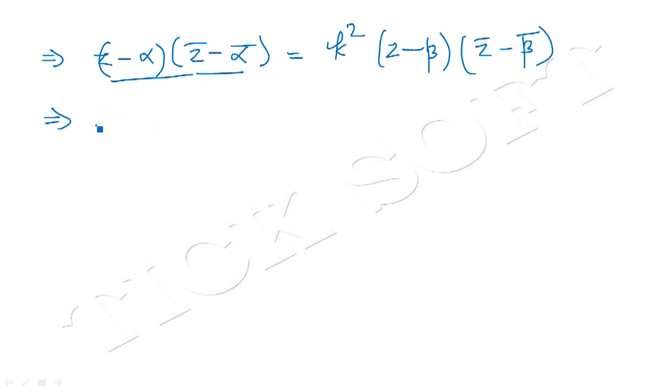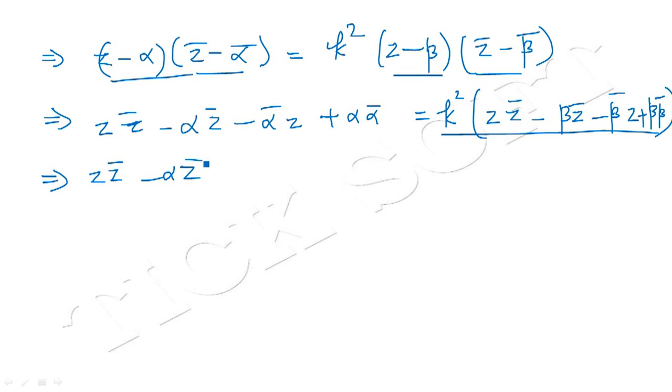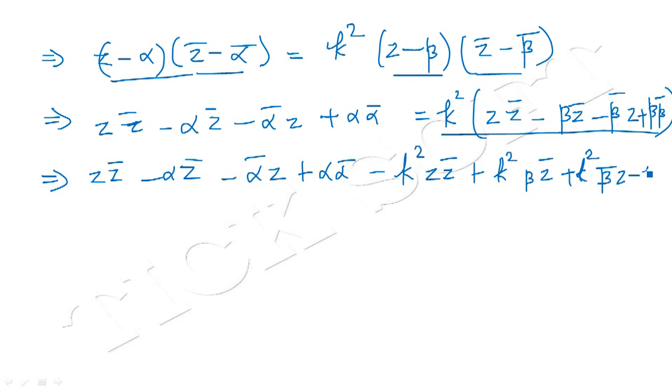If we multiply these two terms, we get z z̄ − α z̄ − ᾱ z + α ᾱ. This is equal to k² times, if we multiply these two terms, z z̄ − β z̄ − β̄ z + β β̄. Now we bring the right hand side to the left hand side, then we get z z̄ − α z̄ − ᾱ z + α ᾱ − k² z z̄ + k² β z̄ + k² β̄ z − k² β β̄ = 0.